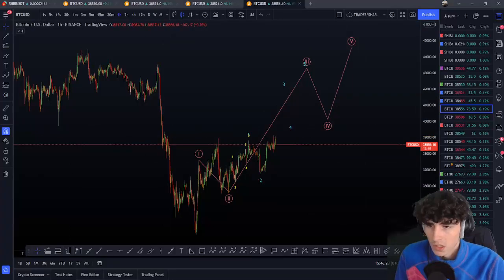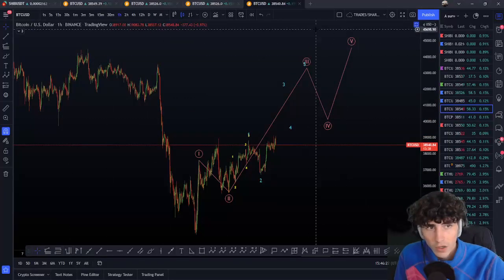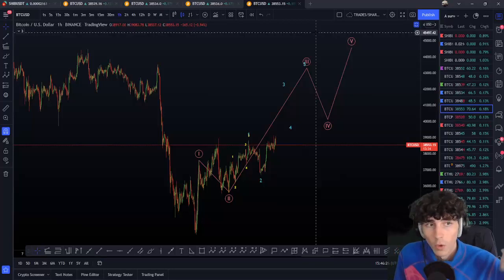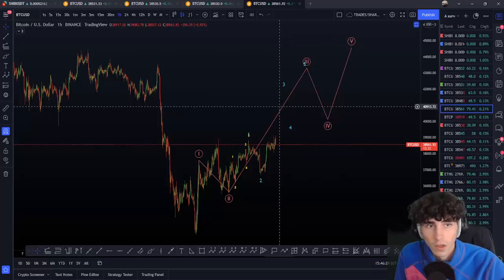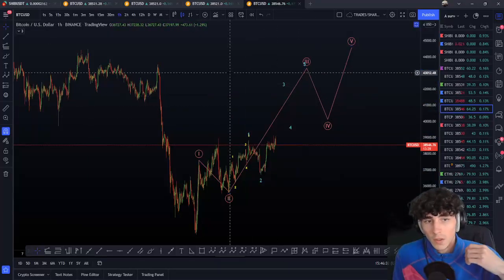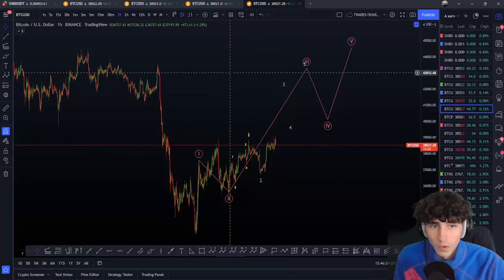If we do an extension, if we don't do an extension, if we reach a higher target on wave 3, if we reach a lower target, or a smaller target on wave 4, it depends a lot on what we're doing here and how the small waves are going to be. That's one possible scenario, okay?